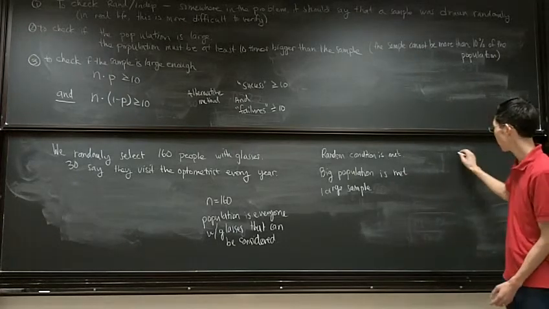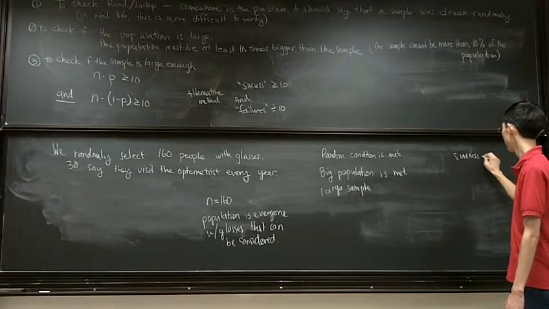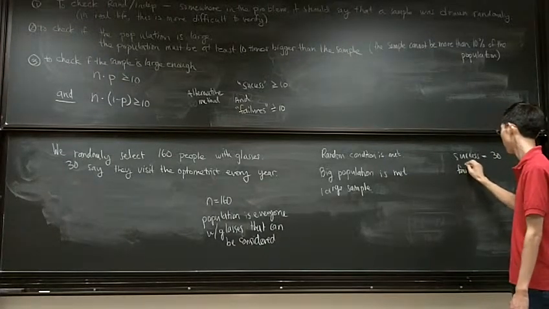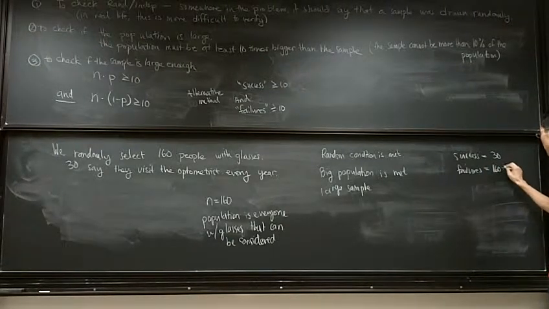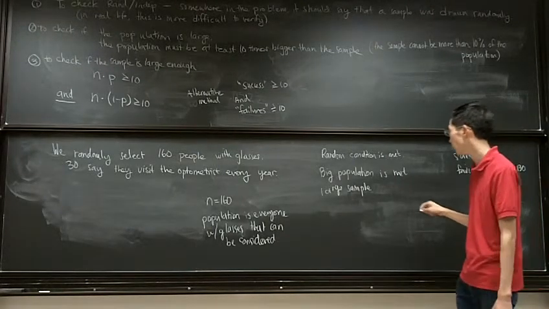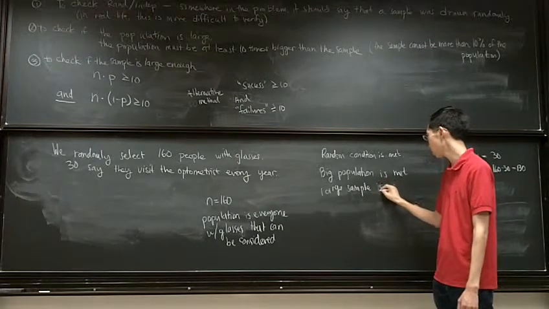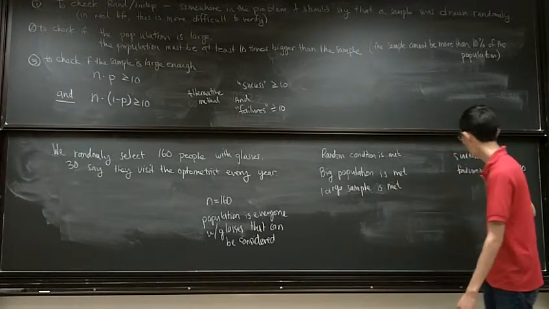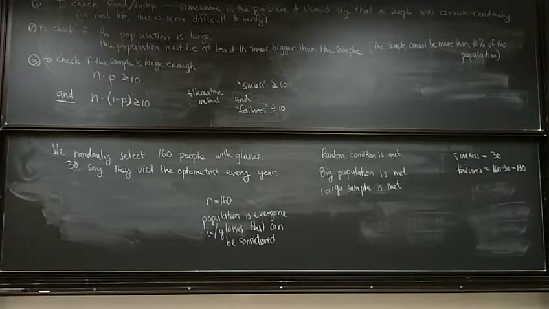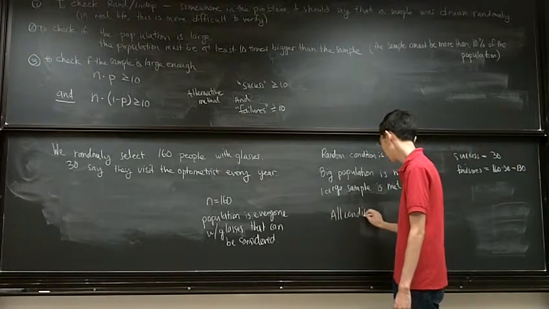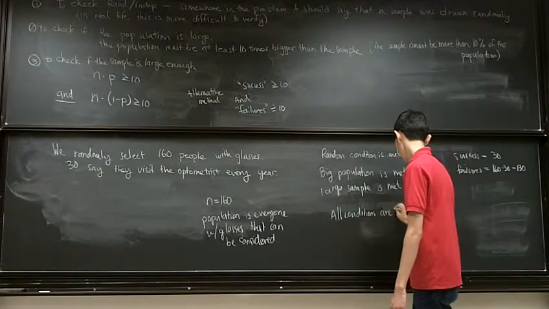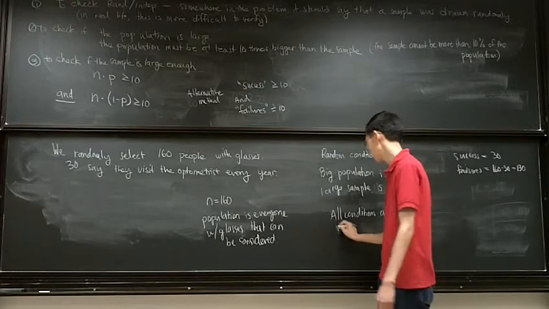Is that met? Okay, so how many successes do we have? 30. How many failures? 160 minus 30. So if 30 people visit the optometrist every year, then 130 people do not. So our large sample condition is also met, because both of those numbers are bigger than 10. So in this case, all of our conditions are met. All conditions are met, meaning we can use the central limit theorem.